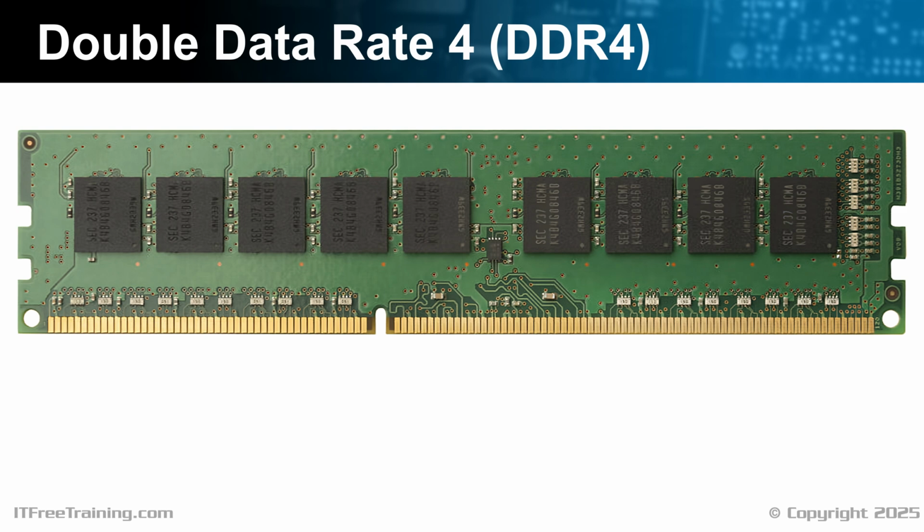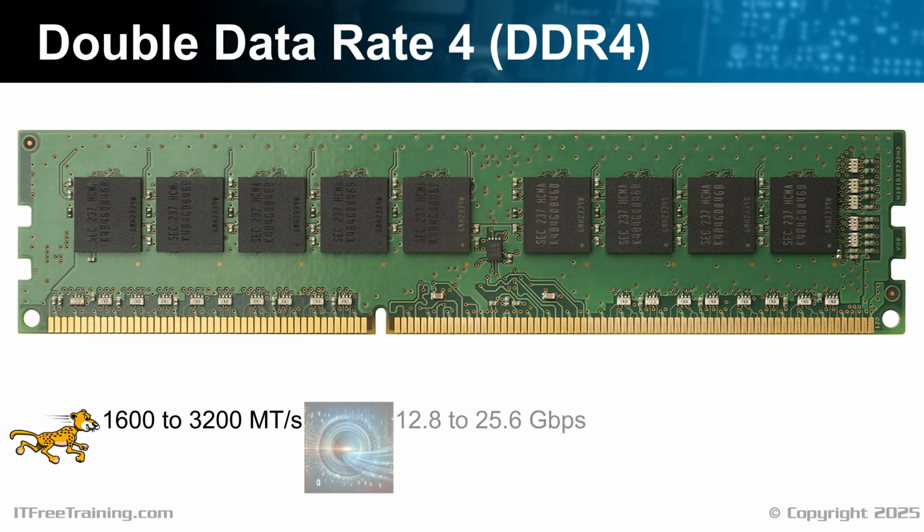DDR4 improved on DDR3 in that it offered higher transfer rates, lower voltage, and greater memory density. You will see this trend with new generations of DDR. The main objectives are to increase storage and performance. The memory speed of DDR4 increased to between 1600 and 3200 megatransfers per second. The data rate increased to between 12.8 and 25.6 gigabytes per second.